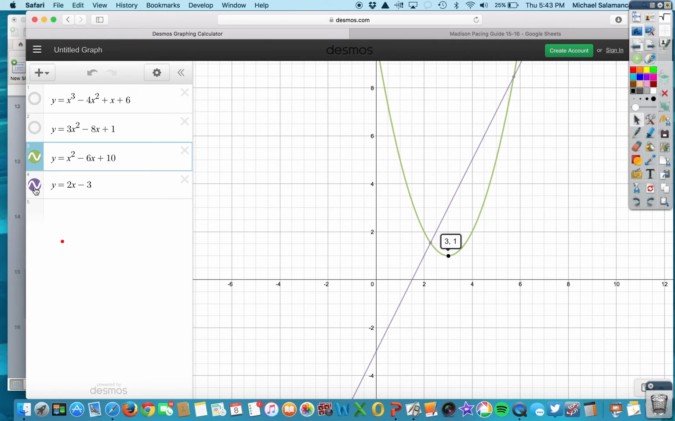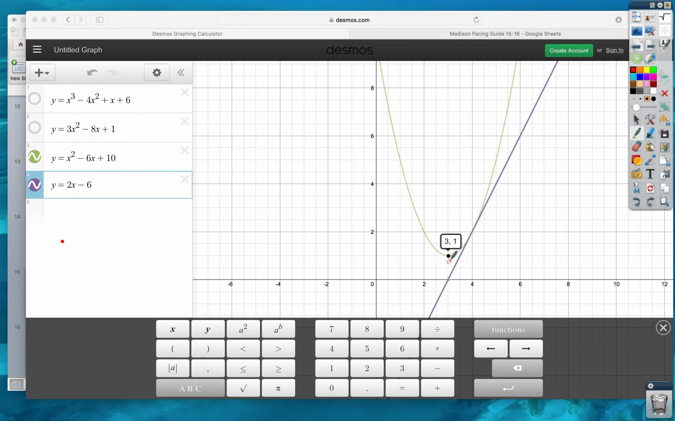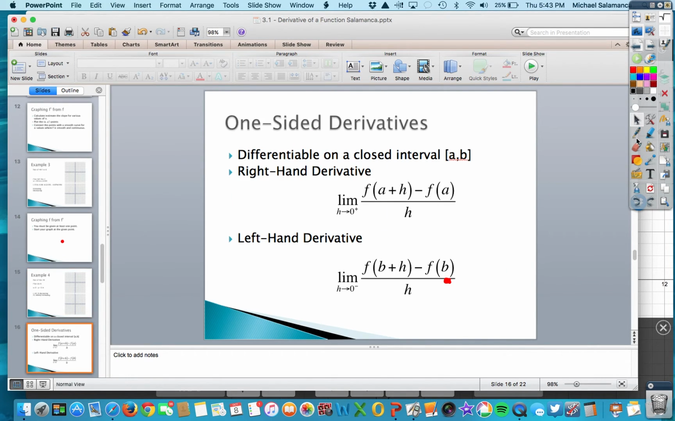And if we look at its derivative, you'll see that the minimum here is now the point where it crosses the x-axis. So let's move forward. Now this last thing we're going to look at is one-sided derivatives. We say that the function is differentiable on a closed interval a, b if it has right-hand derivatives and left-hand derivatives, and everything in between this interval exists.